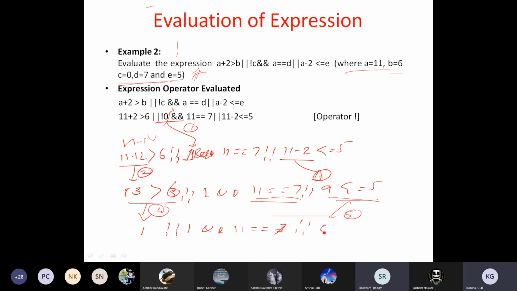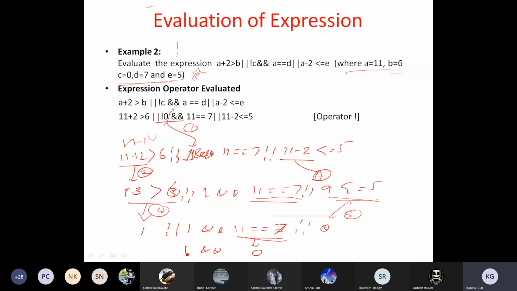False. Can I write it as 0? Yes, ma'am. Okay. Next comes equal to. So is 11 equal to 7? No, ma'am. False. Okay. So now this is false.